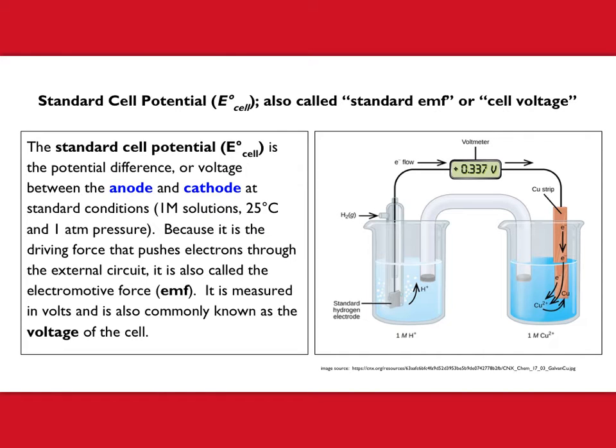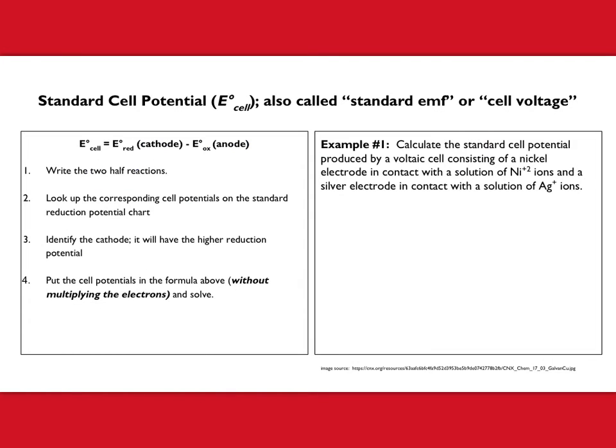A negative voltage, on the other hand, would mean that hydrogen is acting as a cathode and the other cell would have a lower reduction potential than hydrogen. When we test these cells under standard conditions, we get the values on the standard reduction potential chart. Okay, so we need to be able to use that standard reduction potentials reference chart to calculate the standard cell potential for a voltaic cell in which hydrogen is not one of the electrodes.